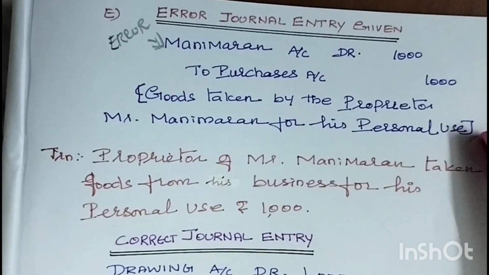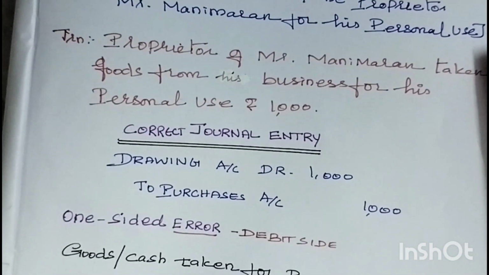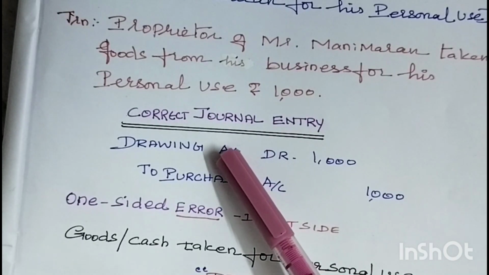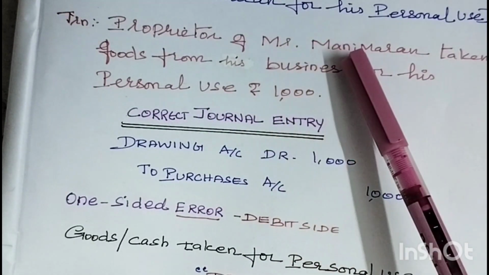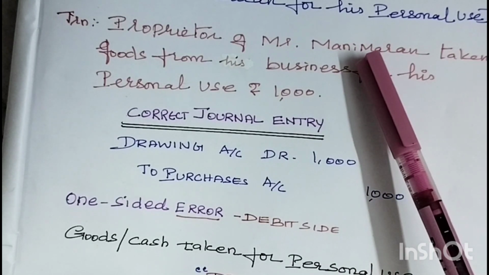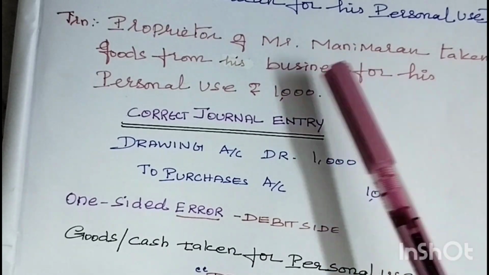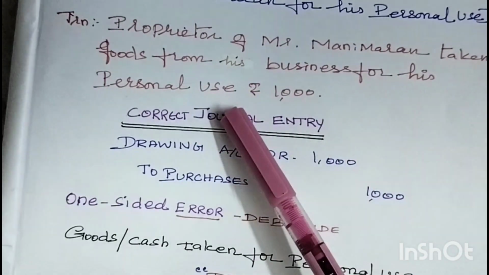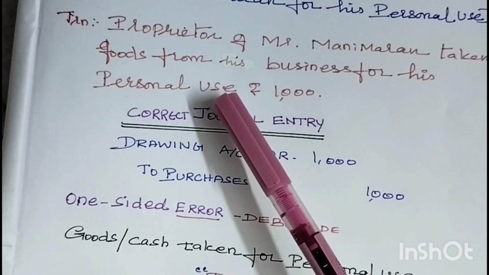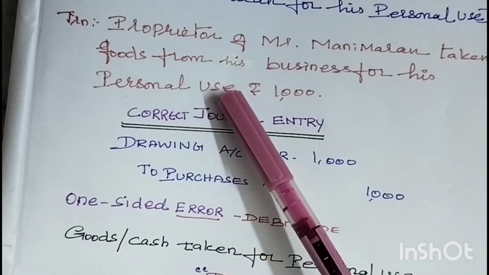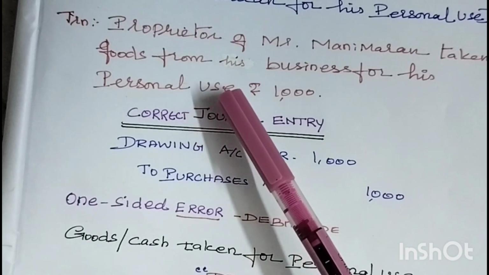for his personal use, 10,000 rupees. Okay. For this, what is the correct journal entry? What does this transaction tell us? Manimaran is the proprietor who took the goods from his business for his personal use. So imagine yourself, you run the business. From your business, you took goods.